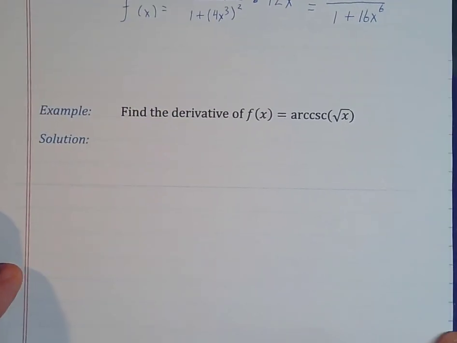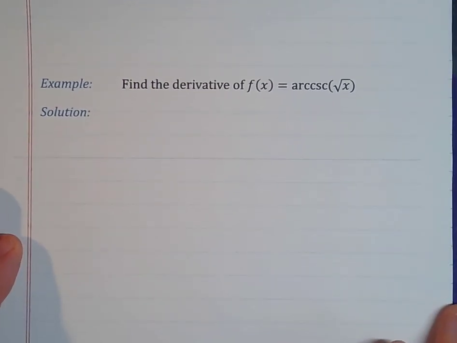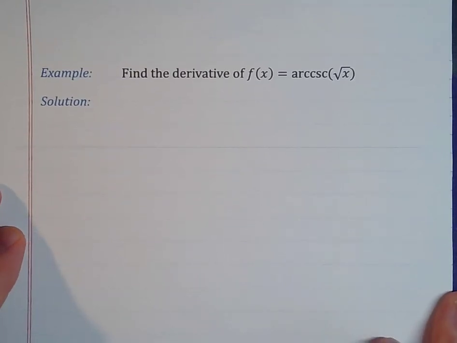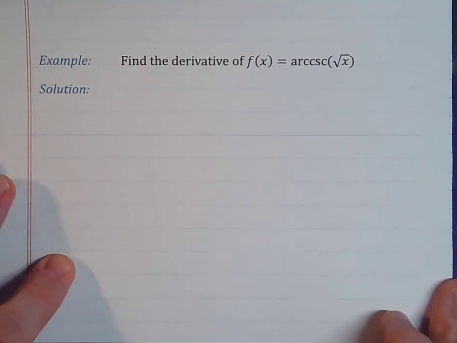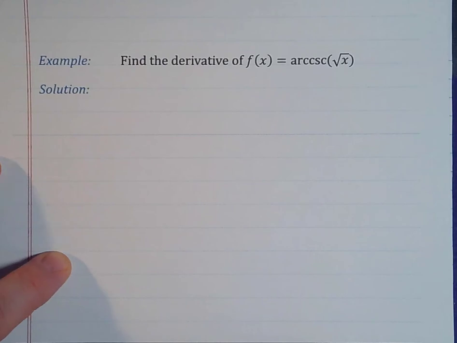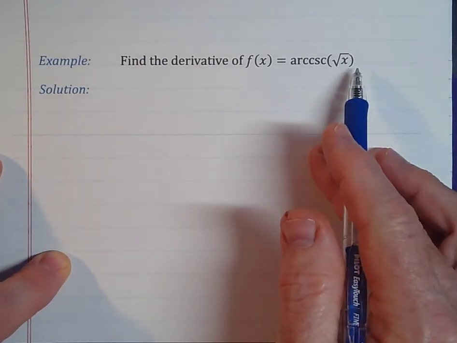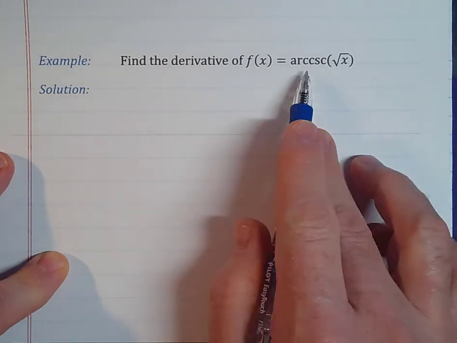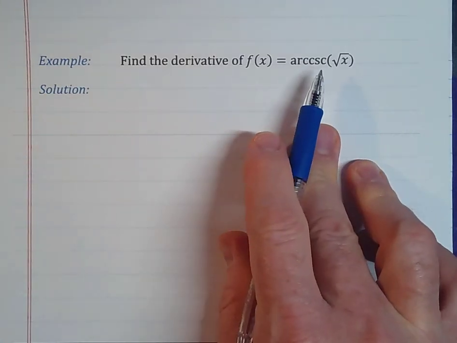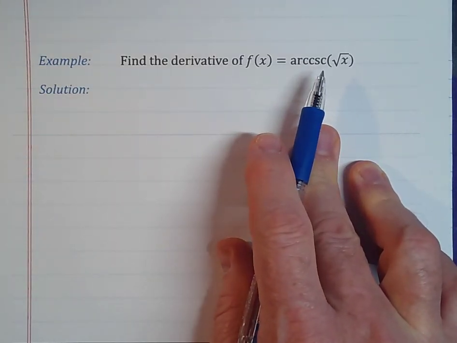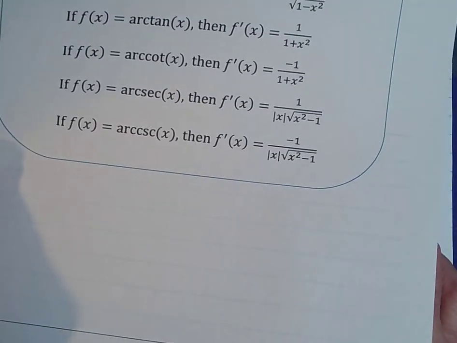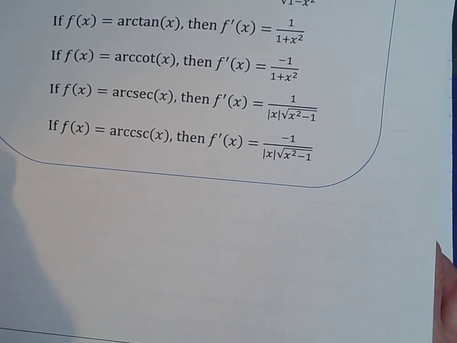Well, what about this one? I want to find the derivative of arc cosecant of the square root of x. When you look at this, at first it may seem a little intimidating. Oh, wow, I've got arc cosecants and I've got the square root of x in here. But remember, when taking the derivative of this outside part right here, we've just got a formula for that. We're just going to go over here and see what that is.